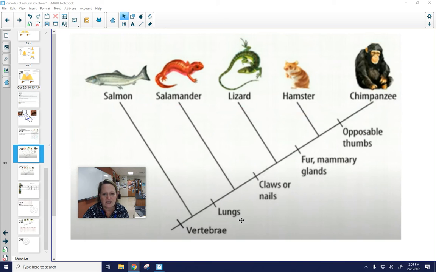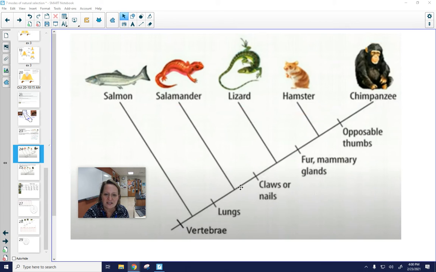So let's look at the next trait that arrived on the evolutionary time scale. All of a sudden, we had mutations and lungs were created. And so instead of having gills, we now have lungs. And what this is saying is that anything above that trait being presented, all the creatures have that trait. So salamanders have lungs, lizards have lungs, hamsters, and chimpanzees.